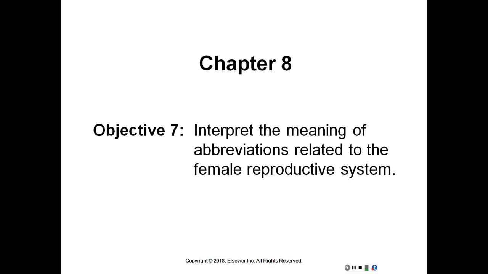Finishing up with Chapter 8 with Objective 7, interpret the meaning of abbreviations related to the female reproductive system. Just like in the past chapters, just pay special attention to when letters are capital or when they are lowercase. Also pay attention to spacing.